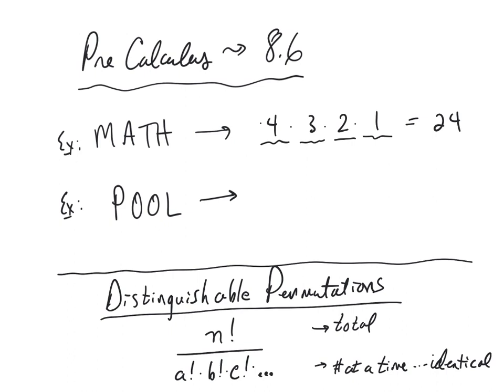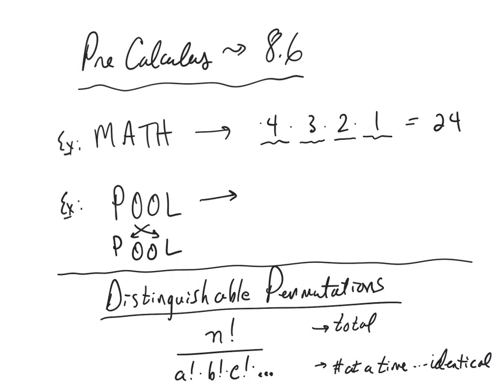But what if two of the letters were the same, like in the word pool, P-O-O-L? What if two of the letters were the same, and you switched the position of the two O's, but left the P and the L alone? That would not be a new arrangement. That would not be a new permutation of letters. So how do we take care of a situation where we would have identical letters? All right, and the answer is we have a formula for what are called distinguishable permutations.